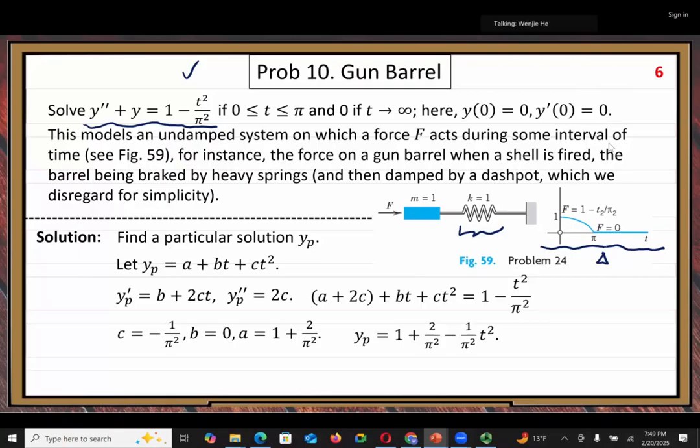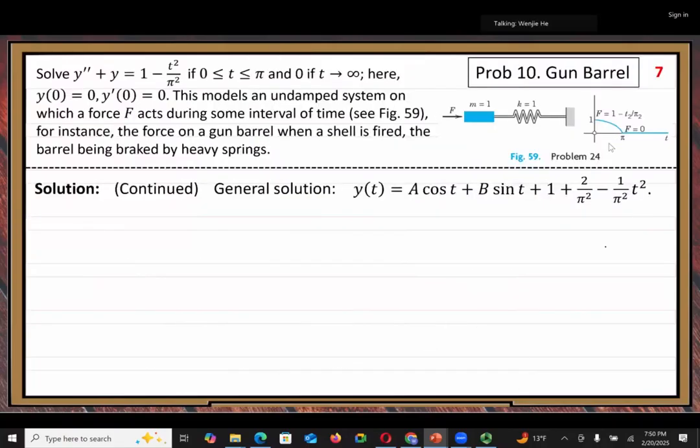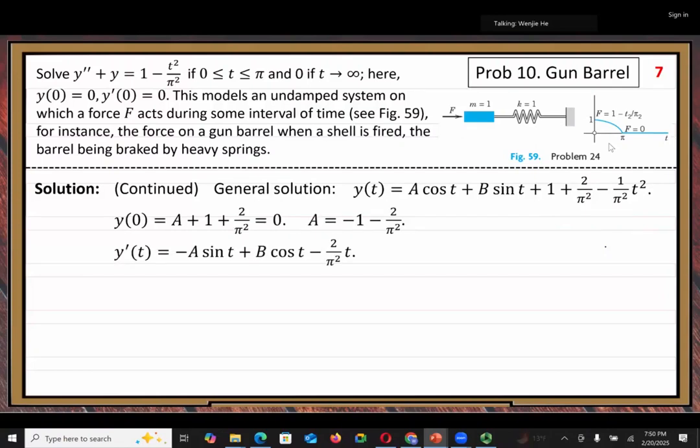Then the second piece. So here, the general solution for that first piece, in the interval between 0 and pi. But you need to determine capital A, capital B using the initial values. Let's continue. You plug in the first initial value, you find capital A, and then you take the derivative, plug in, so that you get B equals 0. Then you can get a final solution.